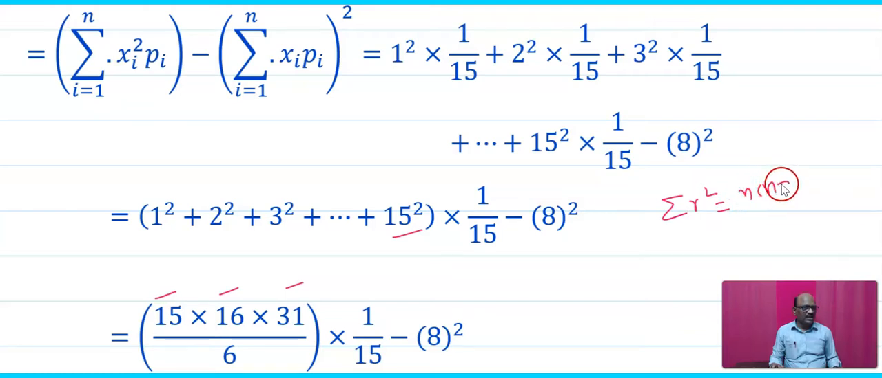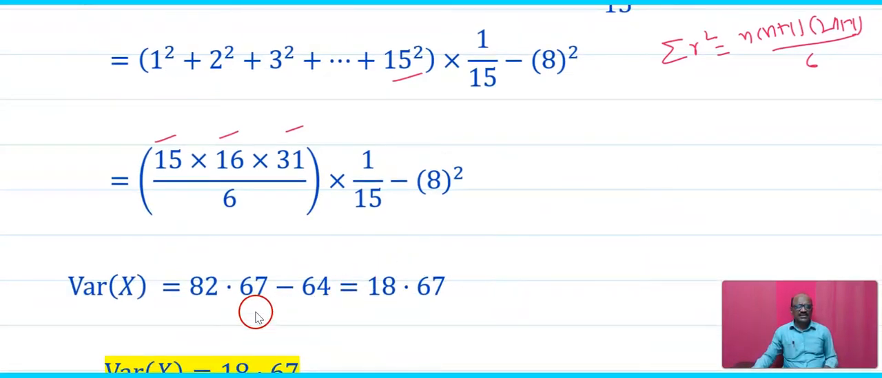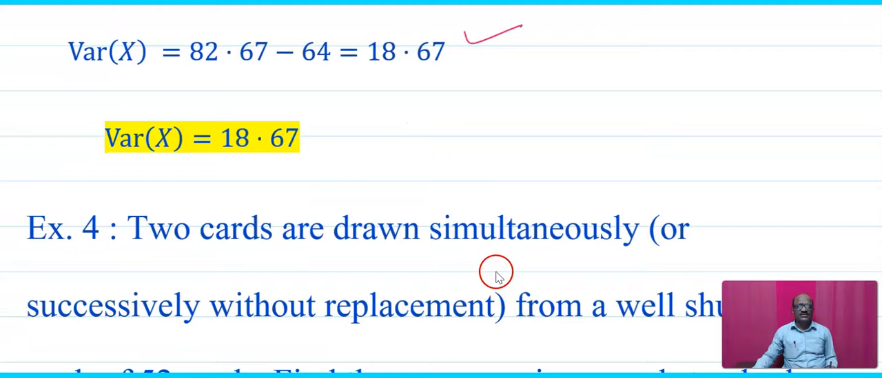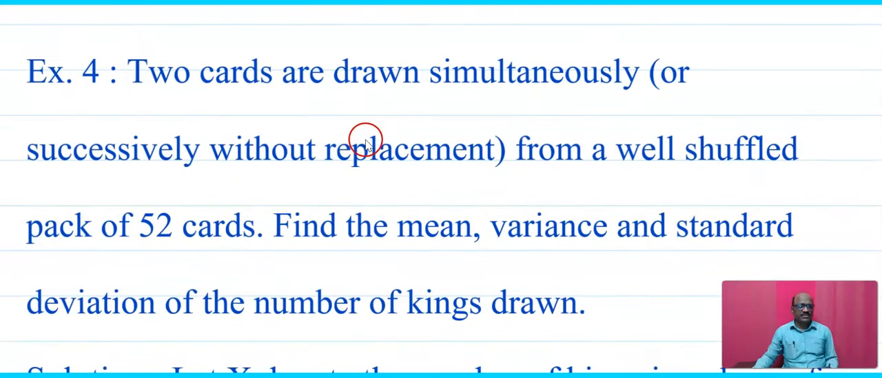That formula you know from the 11th standard: n(n plus 1)(2n plus 1) upon 6. And here is 8 square. And therefore after calculation, you will get the variance of X as 82.67 minus 64, and you will get 18.67, and hence the variance of X is 18.67.